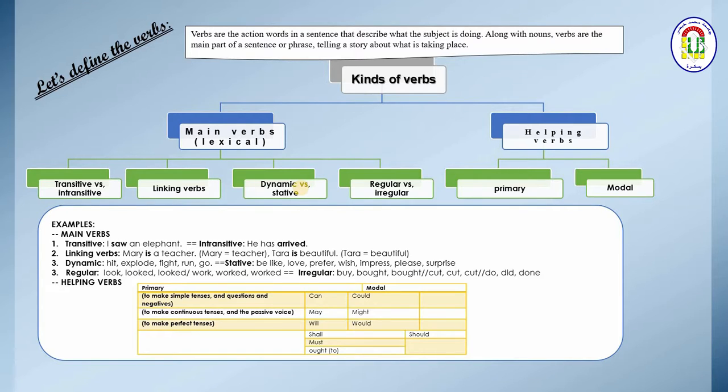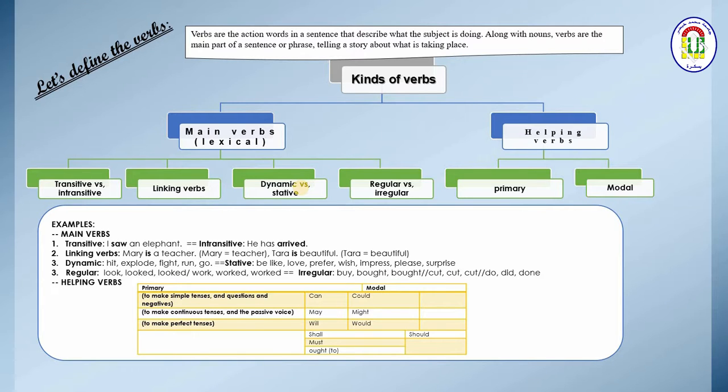The helping verbs can be primary and can be modal verbs. Primary verbs are normally used with another verb to form a tense. For example, we have progressive tenses and we have the perfect tenses. For the progressive tenses, we normally use the verb to be plus the verb plus -ing. For the perfect tenses, we don't use to be, we use to have. So this to be and to have are called primary helping verbs.